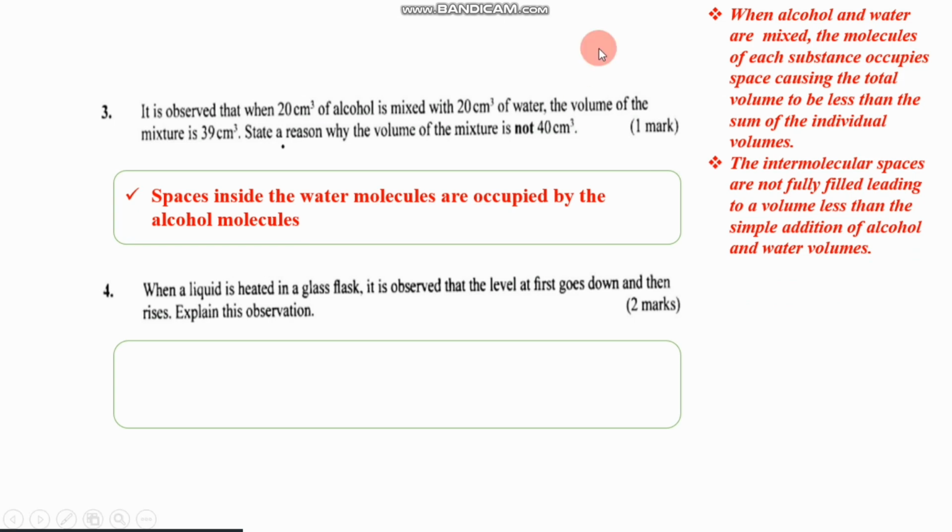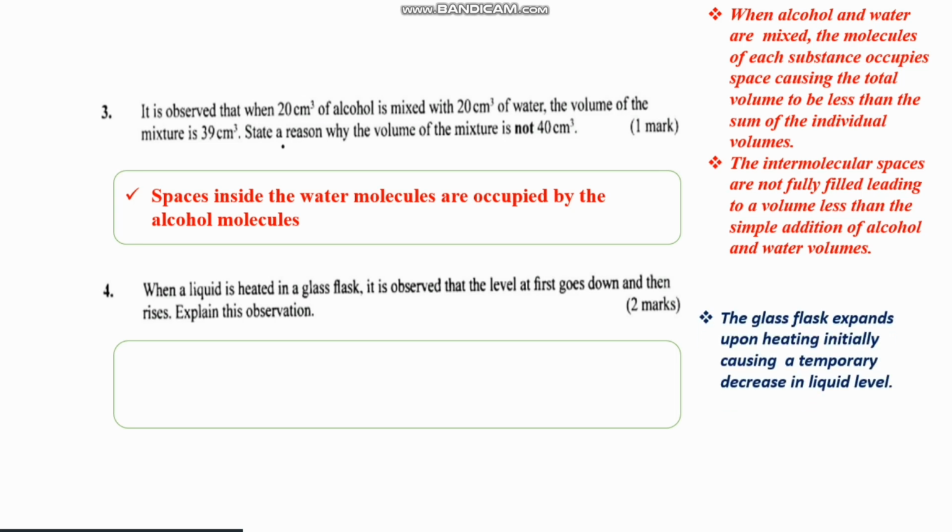When a liquid is heated in a glass flask, it is observed that the level at first goes down and then rises. Explain this observation. So we have a glass flask and some liquid inside. So when this flask is heated, the glass flask expands upon heating, initially causing a temporary decrease in liquid level. The glass expands first before the liquid.